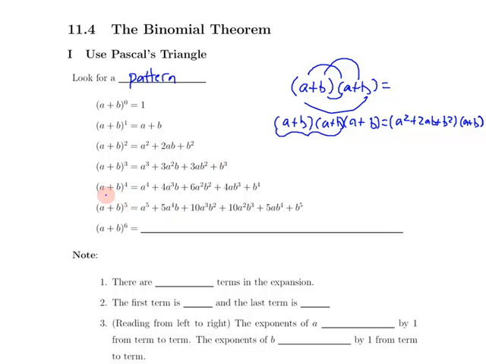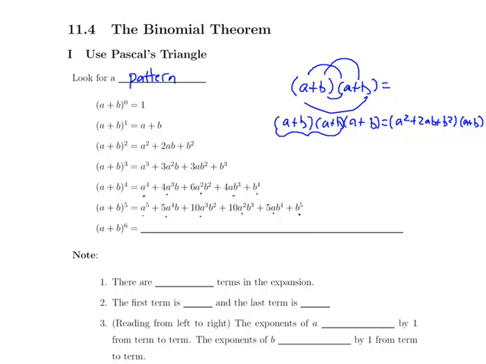Now, keep going. A plus b to the fourth. Okay, this is what you get: a to the fourth plus 4a cubed b plus 6a squared b squared plus 4ab cubed plus b to the fourth. If you do a plus b to the fifth and multiply it out, here's what you get: a to the fifth plus 5a to the fourth b plus 10a cubed b squared plus 10a squared b cubed plus 5ab to the fourth plus b to the fifth.